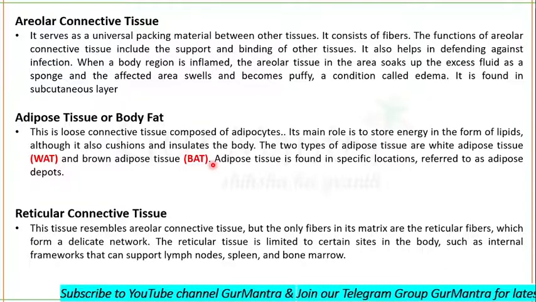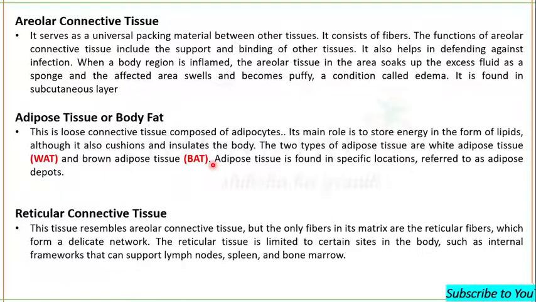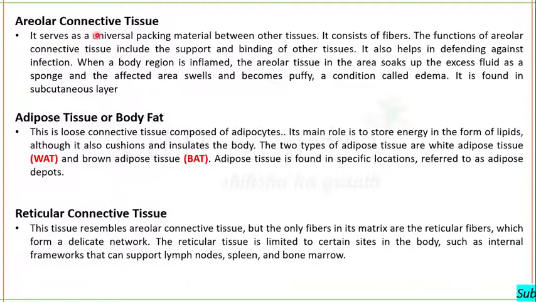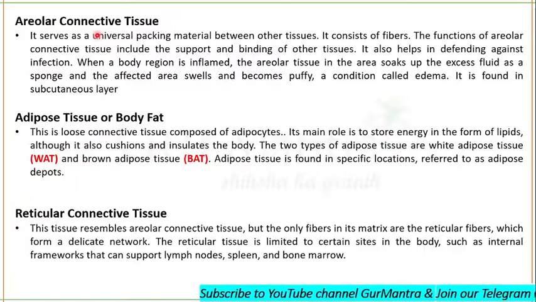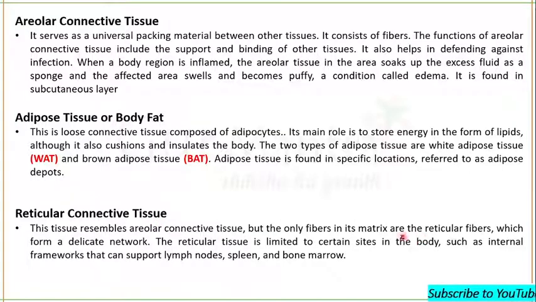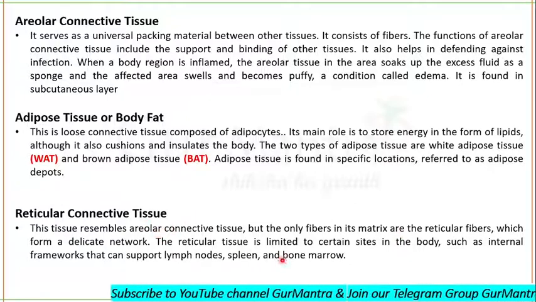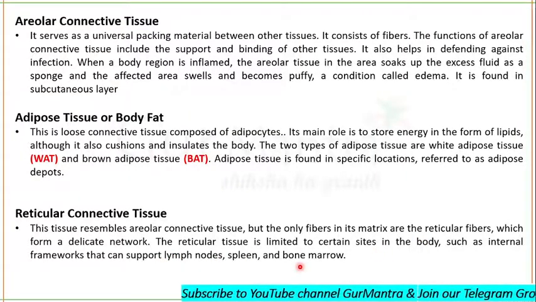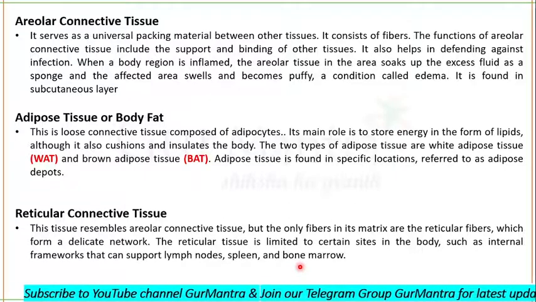Adipose tissue is composed of what? Adipocytes. Next is reticular connective tissue. This tissue resembles areolar connective tissue, but in areolar connective tissue, as I told you, there are elastic fibers, collagen fibers and reticular fibers as well. In reticular connective tissue, we will see mainly reticular fibers which form a delicate network. This tissue is limited to certain sites, and it mainly forms the framework that supports lymph nodes, spleen and bone marrow.